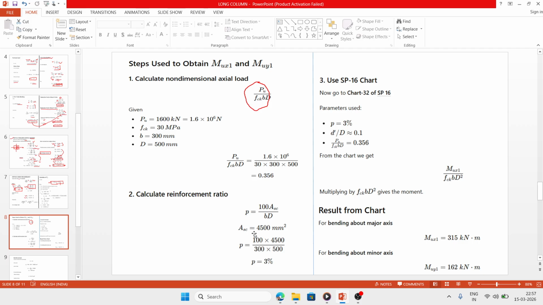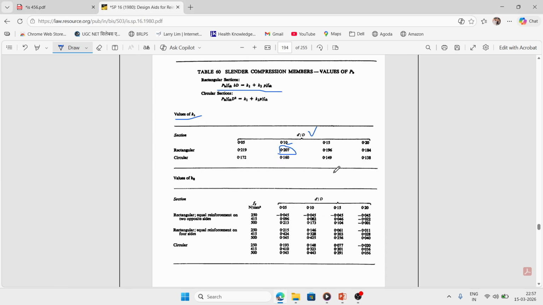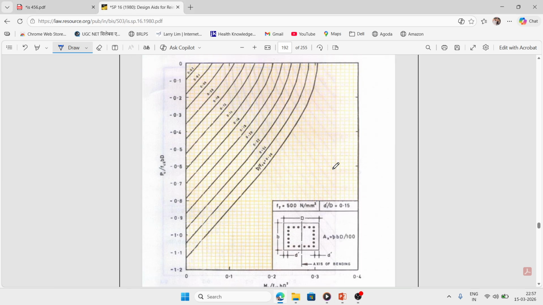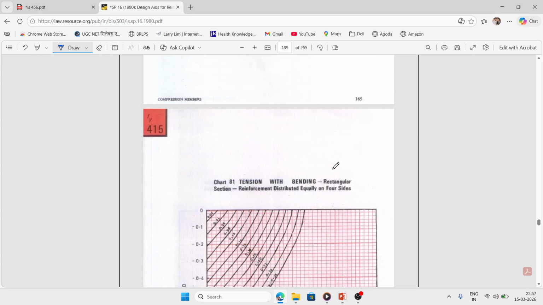And one value we have got, and again we have to find out the PT by FCK ratio. Why am I finding that? Because the chart in SP-16, chart 32, requires it. Okay.